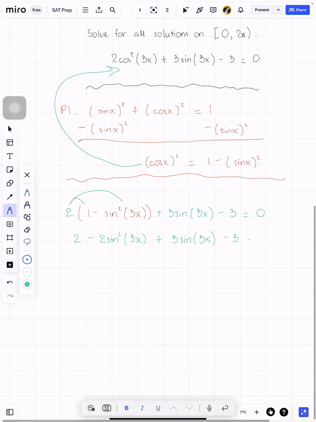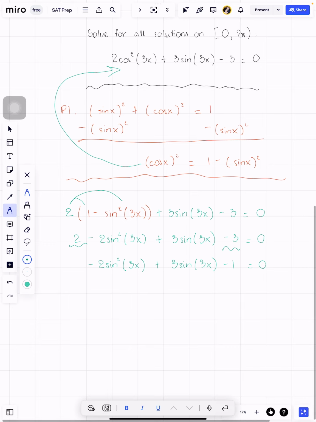And after that, I figure we have like terms. The 2 here and the negative 3 here are like terms, right? So let's combine them. 2 minus 3, we're going to get a negative 1 here. So let me just copy down the terms that we haven't used. So negative 2 sine squared 3x plus 3 sine 3x, and then minus 1, equal to 0.